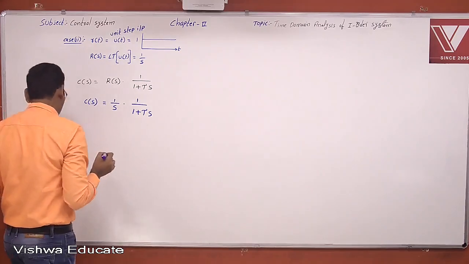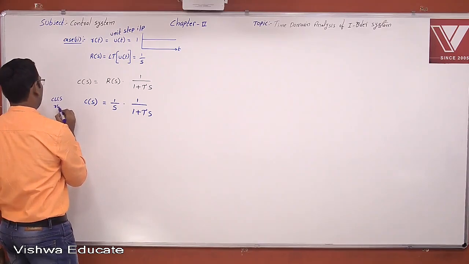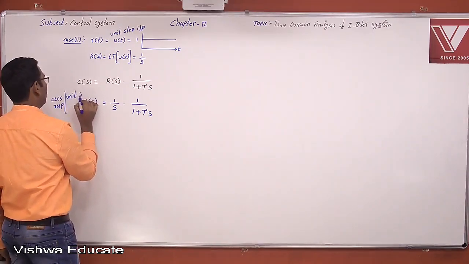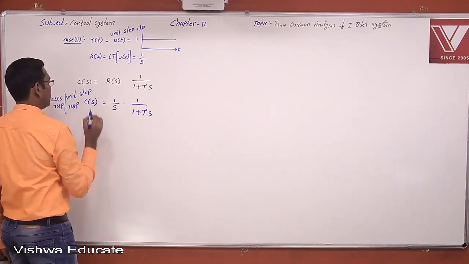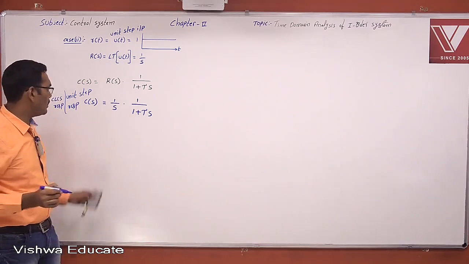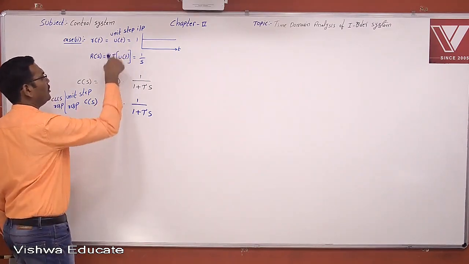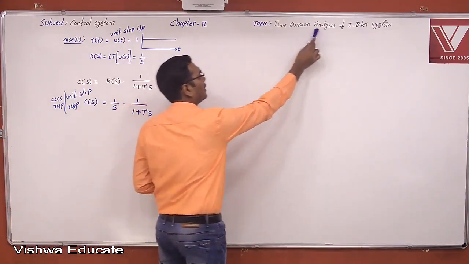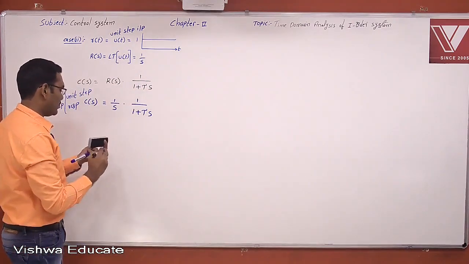Now this is the closed loop control system response. This is the unit step response, because this is the response after applying the unit step input. Okay, but I want the time domain analysis. Therefore, you apply the inverse Laplace transformation, and you can get the time domain analysis.